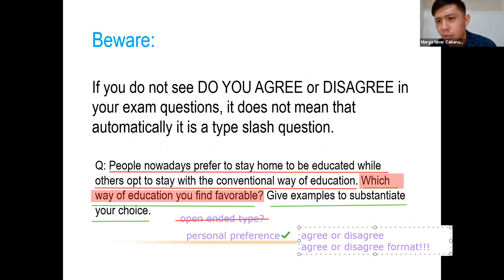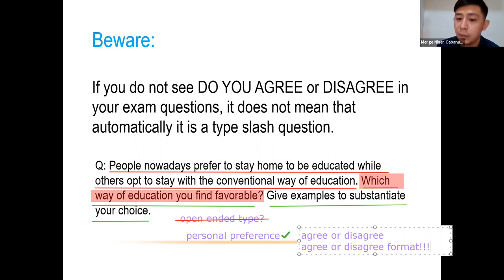No, oh, I'm not seeing, do you agree or disagree? So therefore, it is an open-ended. No, it doesn't work that way. Nakita nyo, which way of education you find favorable? You're being asked to choose between two things, staying at home to be educated or conventional way of education. So if you're going to choose conventional way of education, you have to defend reason one, reason two, reason three. Again, this is agree, disagree.